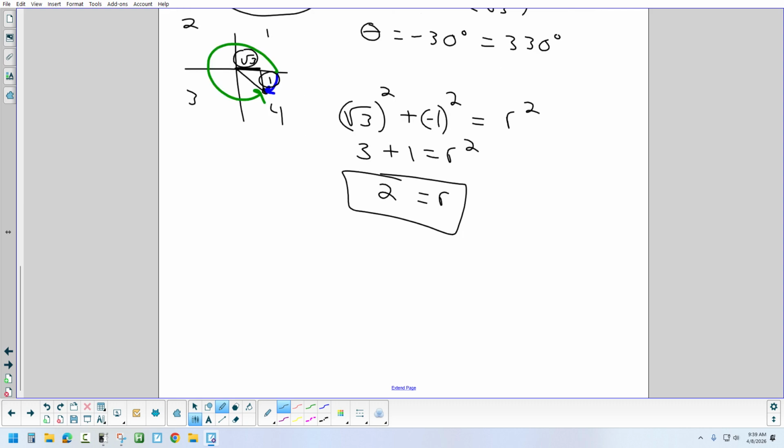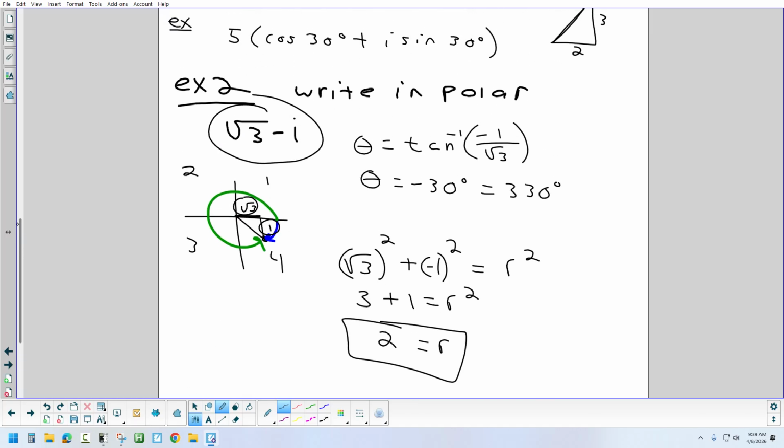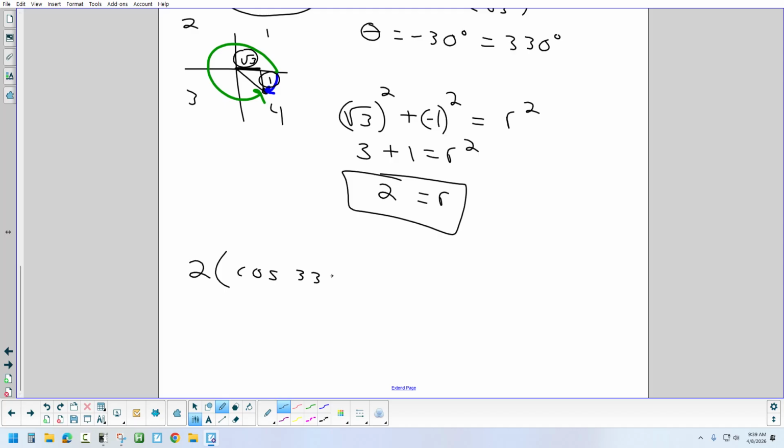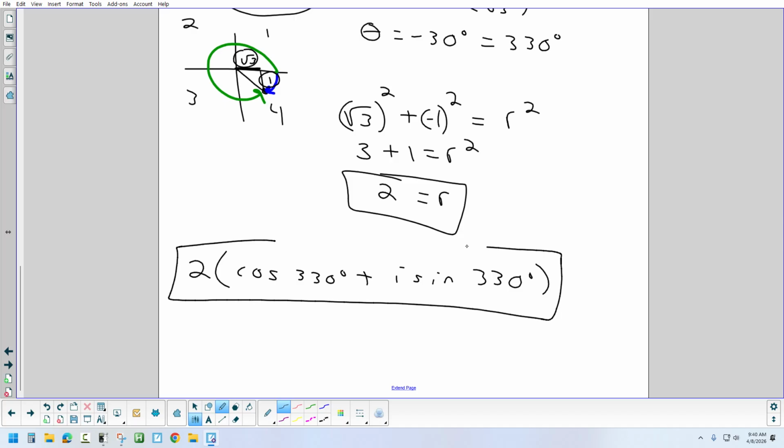Okay, so now we know the radius, and we know the angle, and let me show you how you write the final answer. So R cosine, and I'm going to go with the positive angle, so I'm going to go with 330, 330 plus I sine 330. That's how you leave your final answer.